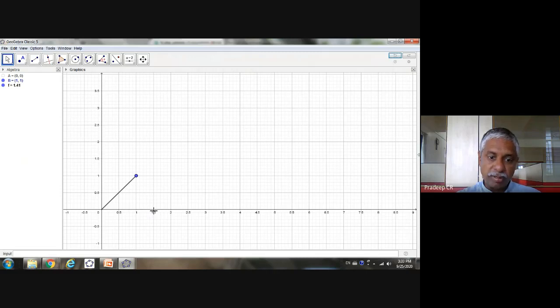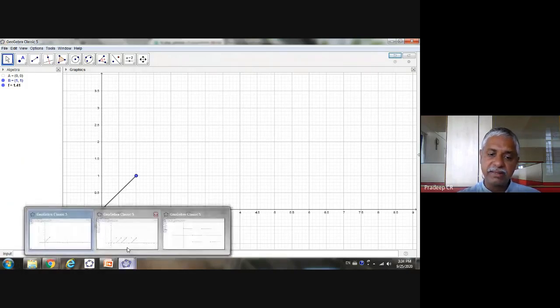So at 1.5, its value is whatever it was at 0.5. That means at 0.5 the value was 0.5, so at 1.5 also the value will be 0.5. Similarly, at 1.25, whatever is the value at 0.25 will be the same as at 1.25. 1.75 will be the same as whatever the value was at 0.75. What I'm trying to tell is, this line repeats itself like this.